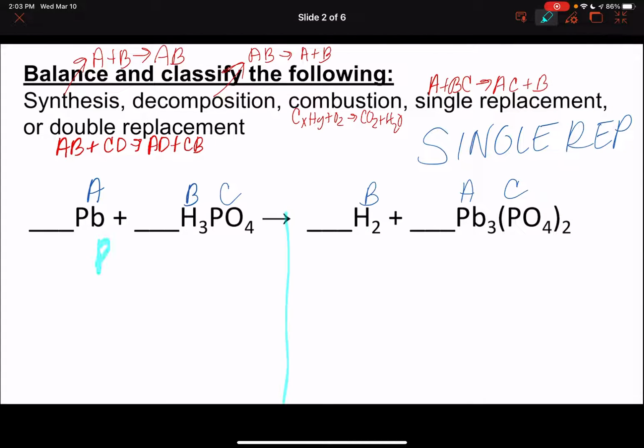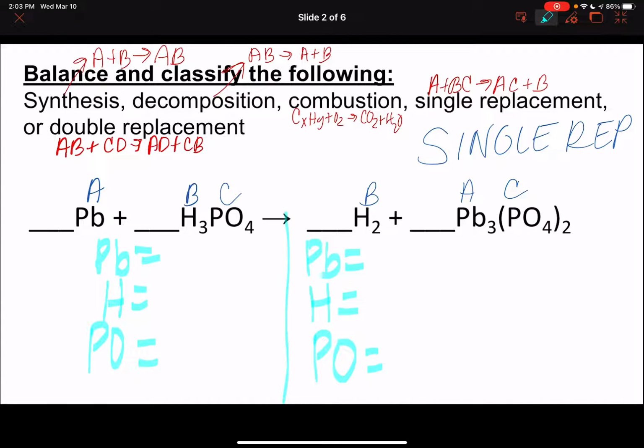We're going to have Pb, we have H, and we're going to call it PO4. We'll see that we have one Pb, 3 H's, and 4 PO4's. Then on the other side we'll have 2 H's, 3 Pb's, and then remember we're going to multiply, so 4 times 2 is 8.